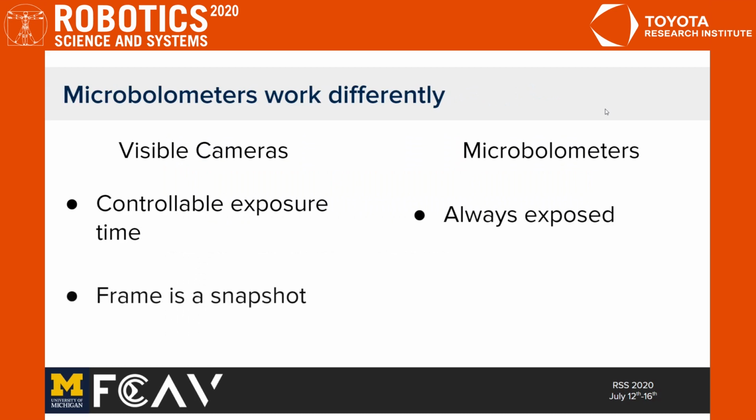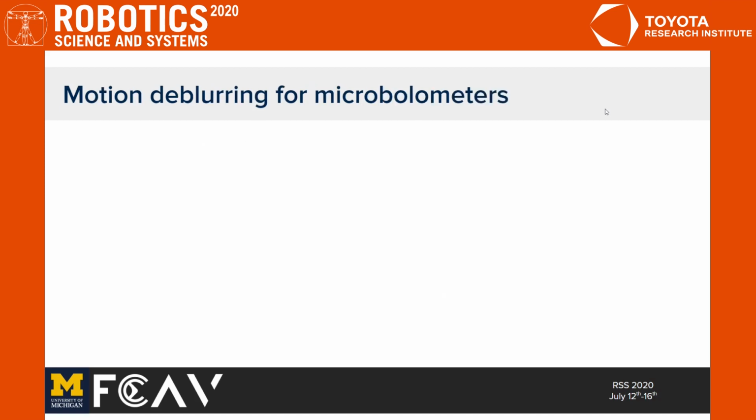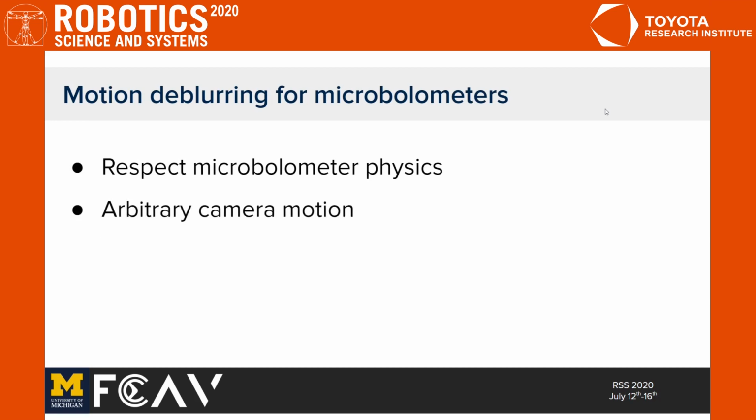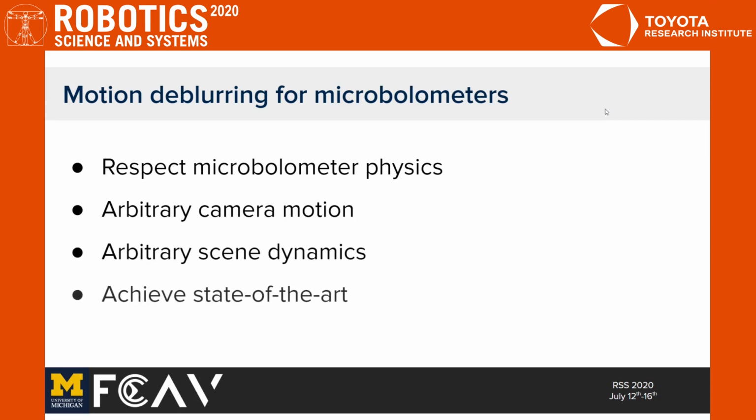Furthermore, a frame is considered a snapshot of the scene, but microbolometers do not have a counter that resets to 0 at the end of a frame. In this paper, we want a motion deblurring algorithm that respects the physics of image formation in microbolometers. It must work for arbitrary camera motions as well as handle dynamic objects in the scene while achieving state-of-the-art performance.